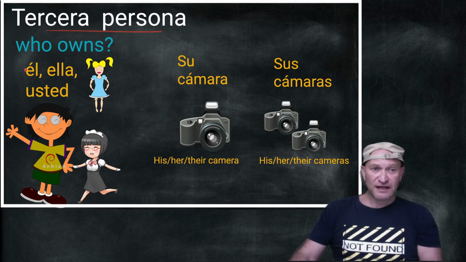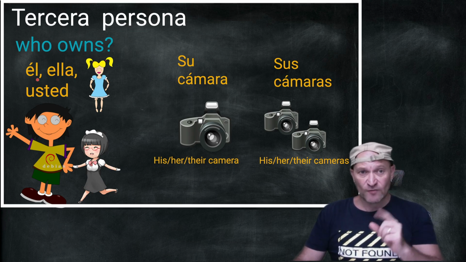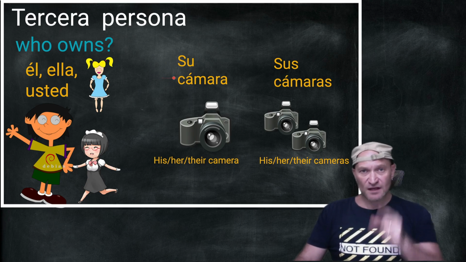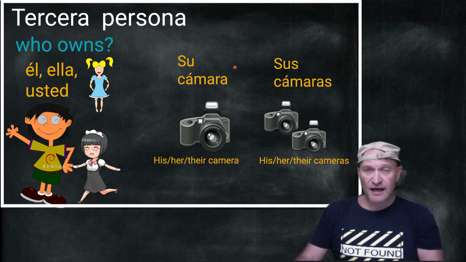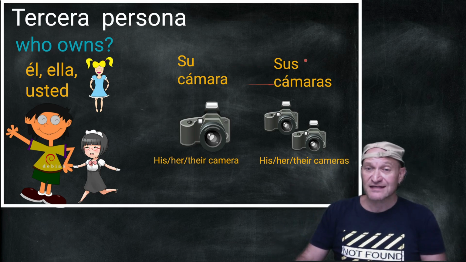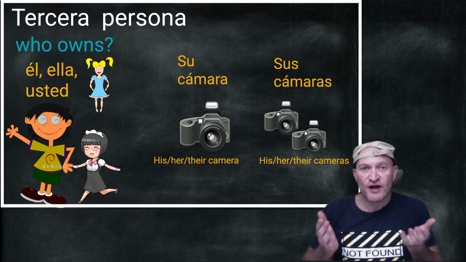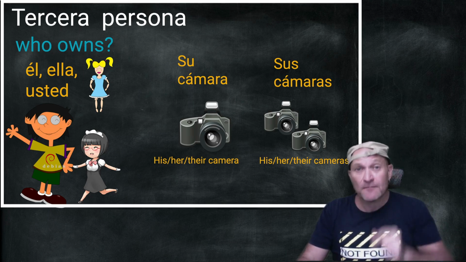For the third person, él, ella, and usted, he, she, and you in a formal way, we say su cámara, his, her camera, or your camera in a very formal way, and if he has more than one camera, sus cámaras, exactly the same. We use the plural here in the possessive. But what happens if there is more than one person? Let's see. Vamos a por ello.